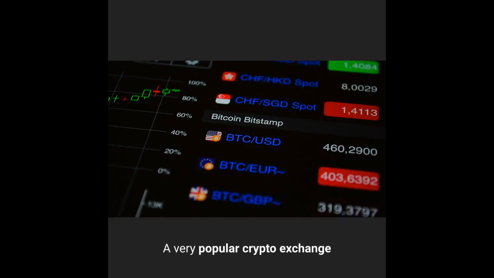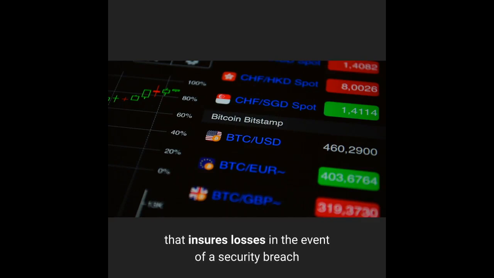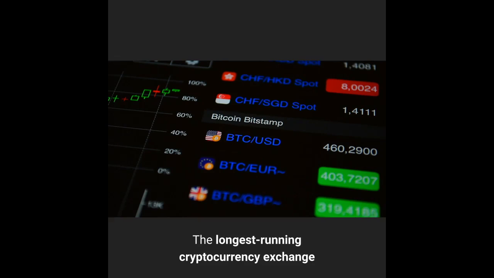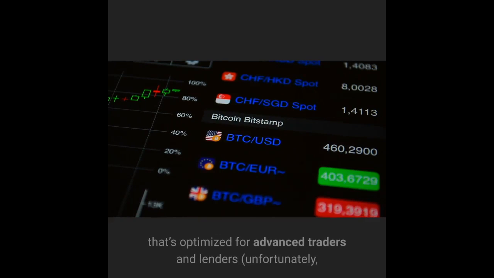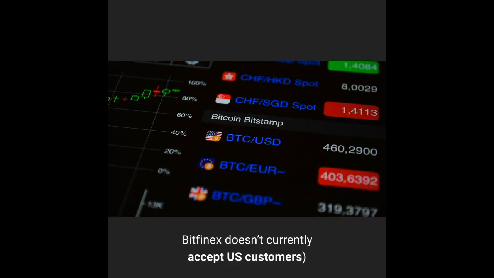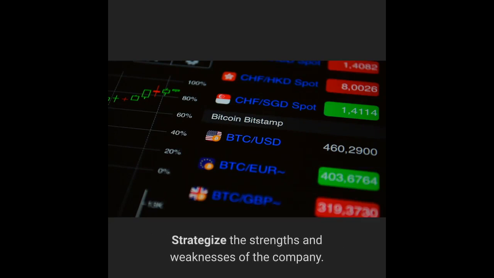Coinbase, a very popular crypto exchange that ensures losses in the event of a security breach or fraudulent transfers. Bitfinex, the longest-running cryptocurrency exchange that's optimized for advanced traders and lenders. Unfortunately, Bitfinex doesn't currently accept US customers. Strategize the strengths and weaknesses of the company.